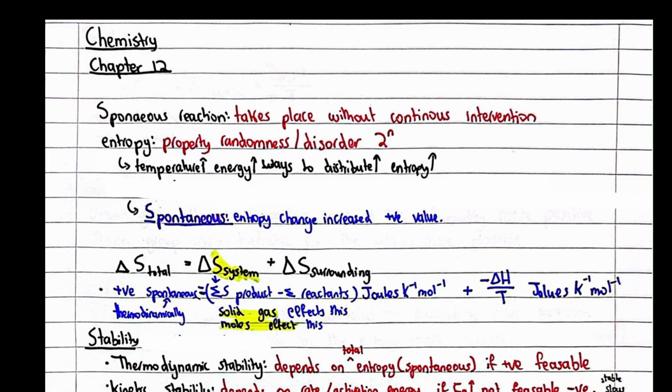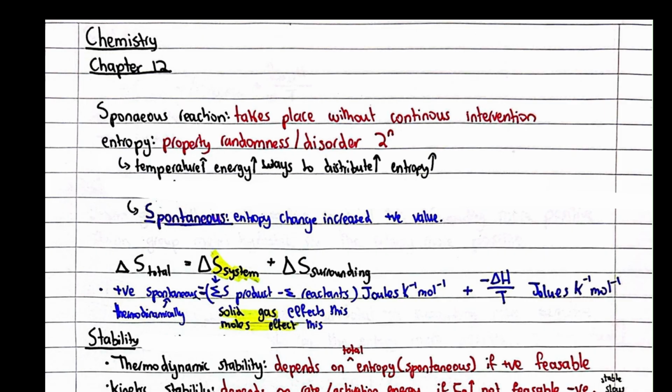So there's a very important fact I have to know. Spontaneous, how do you know if a reaction is spontaneous? You calculate the entropy change, and if it's a positive value, then it is spontaneous. So this is the beautiful equation that we have. The total entropy is equal to the delta S system plus the delta S surroundings.